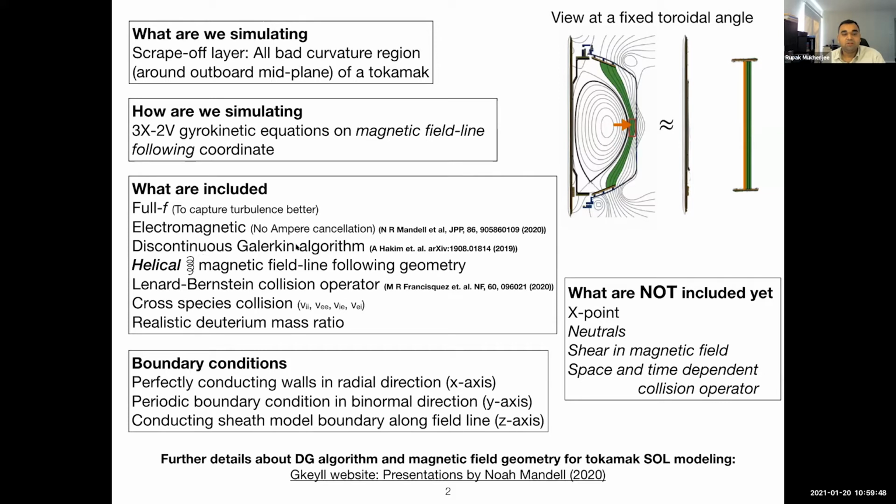We are simulating this with a discontinuous Galerkin algorithm on helical magnetic field line following geometry, and we have a Lenard-Bernstein collision operator. We have cross-species collisions, and we are using a realistic deuterium mass ratio. The boundary conditions are perfectly conducting in the radial direction, and periodic in the binormal, the y direction, which we will show in the movies, and we have a conducting sheath model boundary along the magnetic field line, or the z-axis. At least in these simulations, we do not have X points, neutrals effects, or shear, and the collision operators are independent of space and time. For further details about the algorithm and the geometry, you can see presentations by Noah on the Gkeyll website.